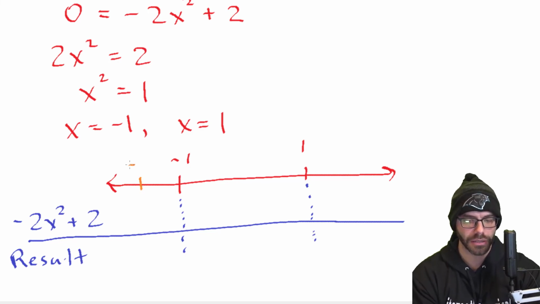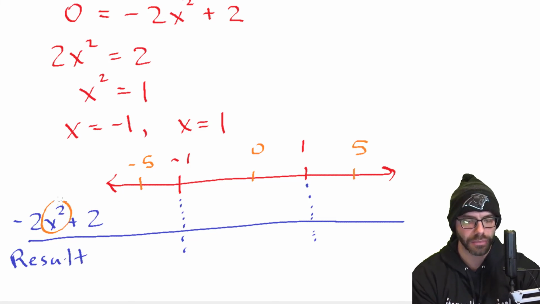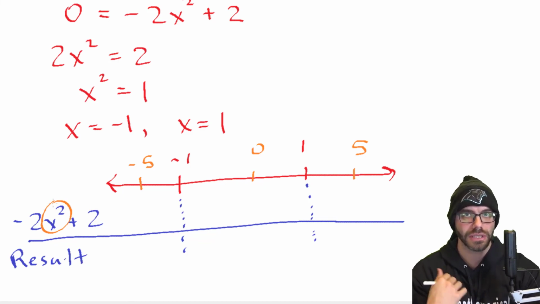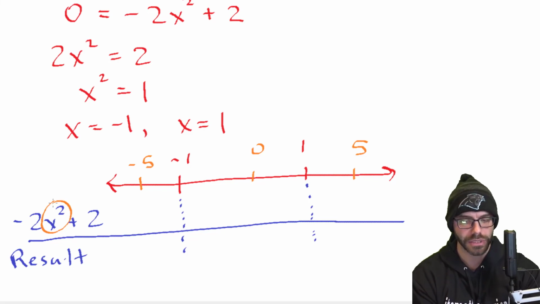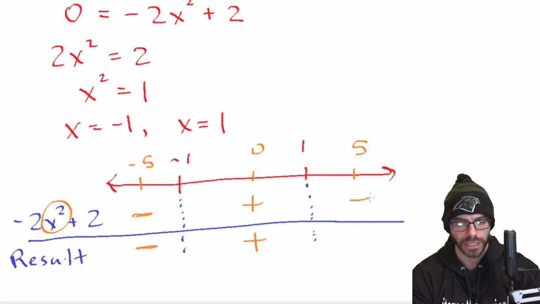So we got negative 5, we got 0, we got 5. If I take negative 5 and plug it in, now be careful, negative 5 will be squared, so it'll be positive 25 times a negative 2 is negative 50 plus 2 is negative. All right, so of course the result will be negative. If I plug 0 in for x squared, I'll have positive 2. So boom, boom. Again, if I plug in positive 5 into x, that will result in a negative.